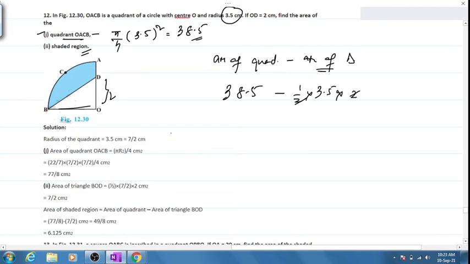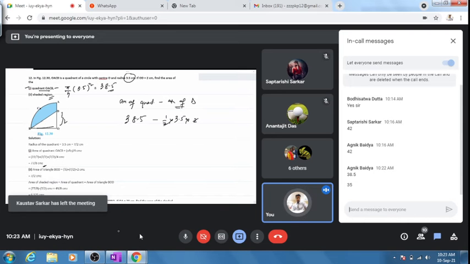Okay. The area for the quadrant is 77 by 8, and the area for the shaded region is 6.125. That is why I always say nazar hatti durghatna cutting. Please check out your mistakes. I am pausing the video.